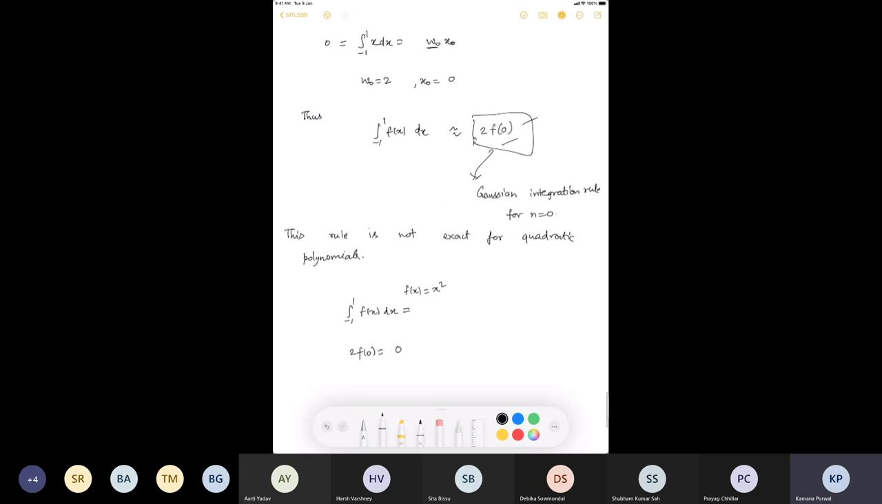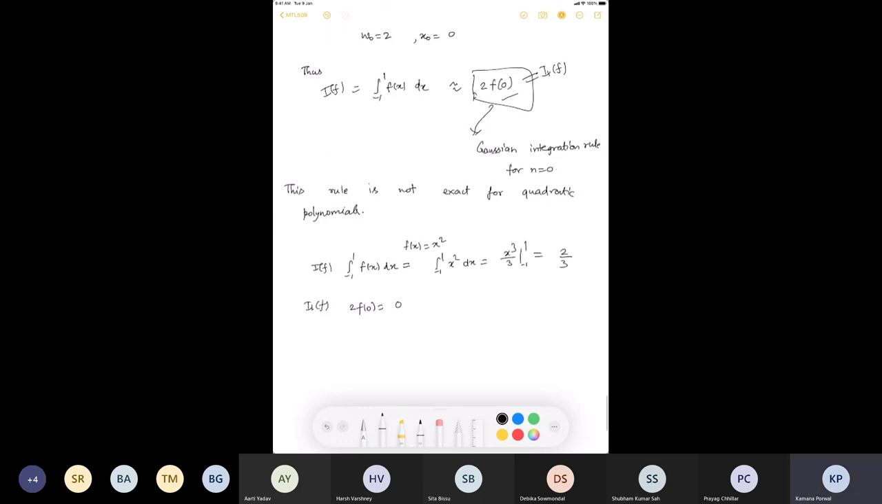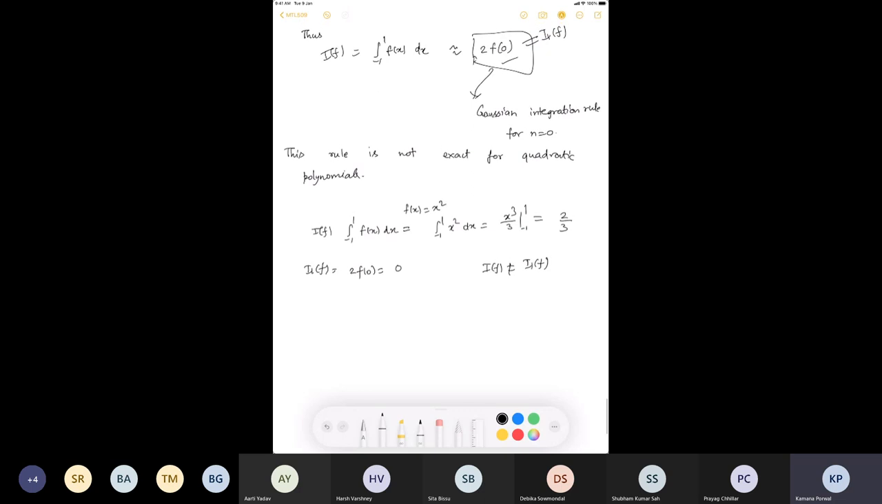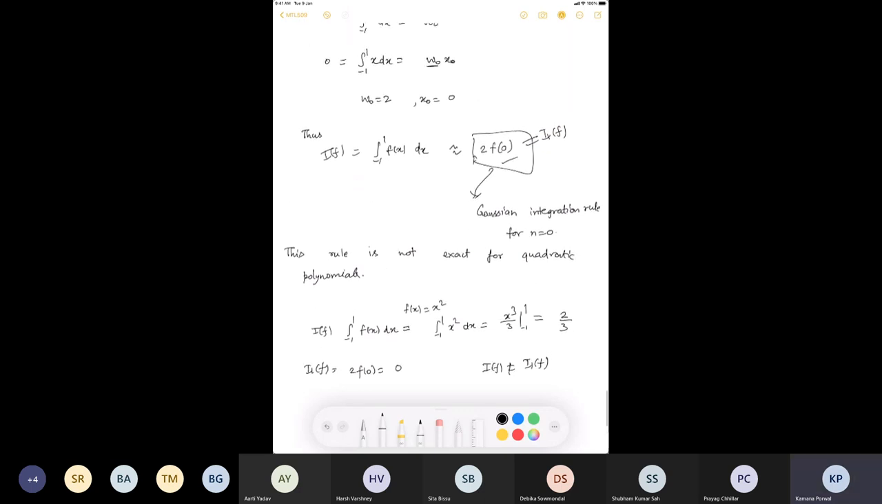right? So if I call this I1(f) and this is I(f), so I(f) is x cubed divided by 3 from minus 1 to 1. So this is going to be 2 by 3, right? And I1(f) is 2 times f(0), f evaluated at 0, which is nothing but 0. So clearly you can see that I(f) and I1(f) are not the same. Okay? So this rule is exact only for the polynomial of degree less than or equal to 1. So it is not exact for the quadratic polynomials, or for that matter, any polynomial of higher degree than 1.